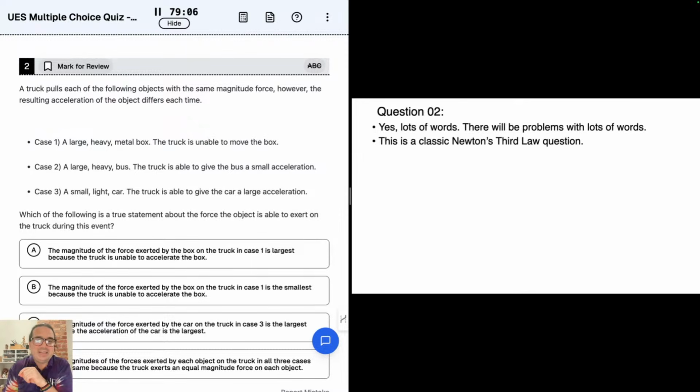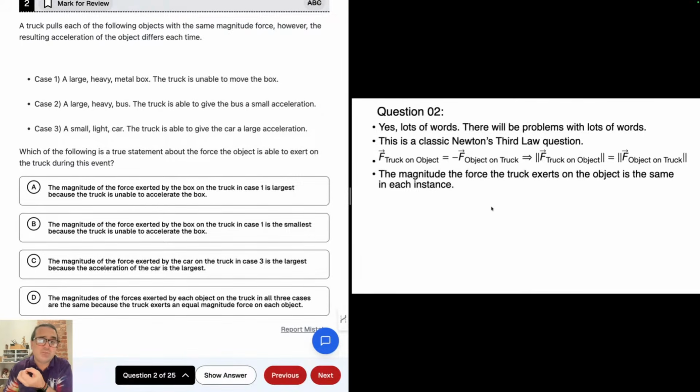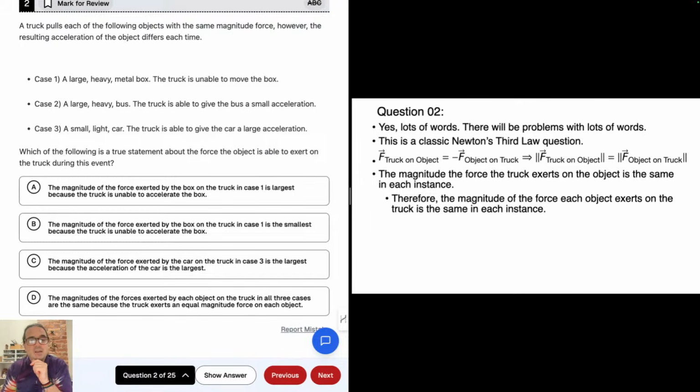Okay, this is a classic Newton's third law question. The force from the truck on the object is equal to the negative of the force the object exerts on the truck, right? These are equal in magnitude but opposite in direction forces. So the magnitude of the force from the truck on the object and the magnitude of the force from the object on the truck are going to be equal. You should hopefully be able to recognize questions like this. So the magnitude of the force the truck exerts on the object is the same in each instance. Therefore, the magnitude of the force each object exerts on the truck is the same in each instance. Again, this is a Newton's third law question. I can almost guarantee you there's going to be one like this on the AP exam somewhere. So the correct answer is D.